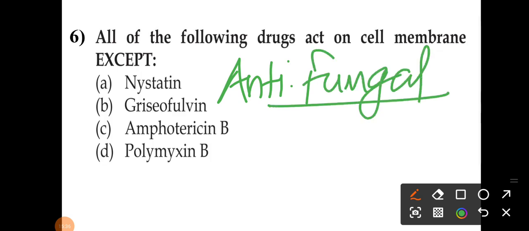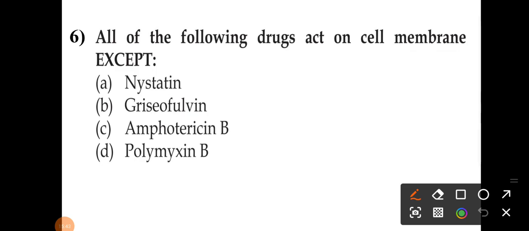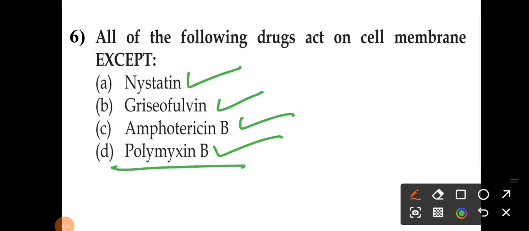Antifungal agents. So the nystatin, griseofulvin, amphotericin B and polymyxin B. Okay, so polymyxin B is your polypeptide antibiotic. Then amphotericin B is your polyene antibiotic. Nystatin is also your polyene antibiotic, and griseofulvin is nothing but your spiro compound. Okay, this is the spiro compound.